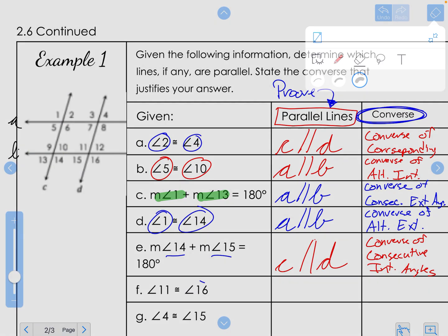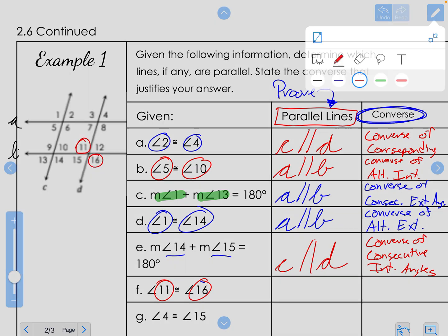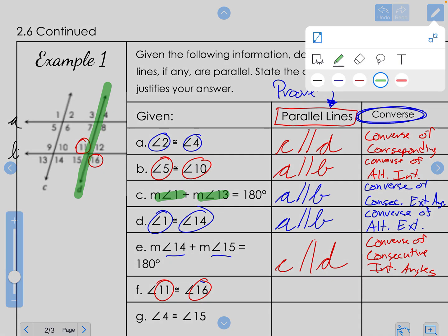All right, so now let's look at 11 and 16. So I have 11 right here, and I have 16 right here. And 11 and 16 are on line D. But what I notice very quickly about 11 and 16 is they are not alternate interior, they are not alternate exterior, and they are not corresponding. The relationship they have is vertical angles.